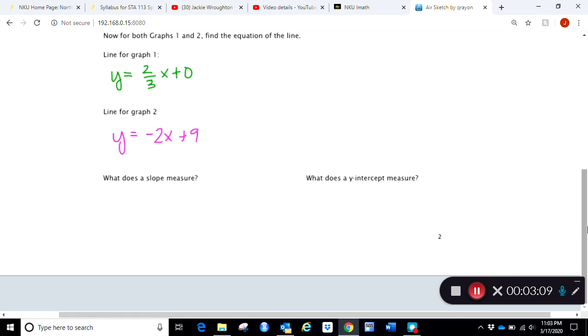So again, hopefully just remember finding equations of lines. Now we're going to be doing a lot of interpreting in our class. So I want to make sure we feel comfortable with what a slope measures as well as what the y-intercept actually measures. So a slope measures what happens to y as x goes up by 1 unit.